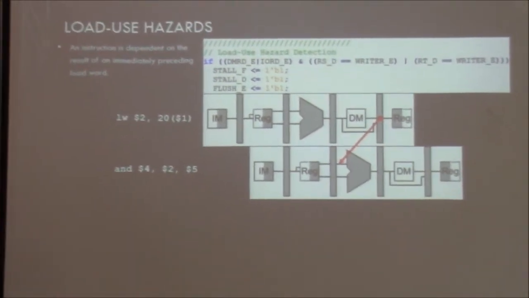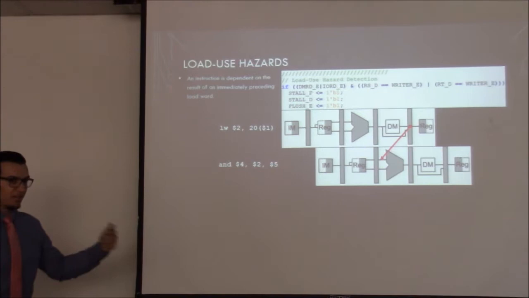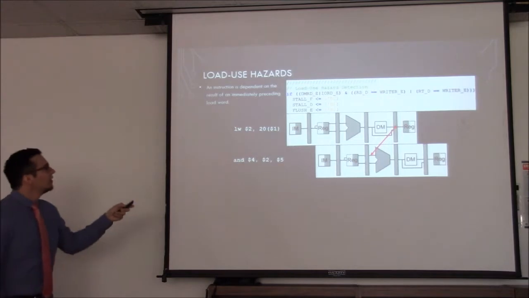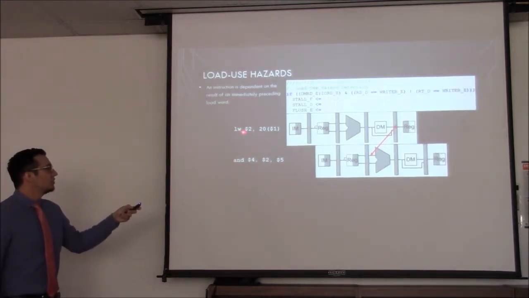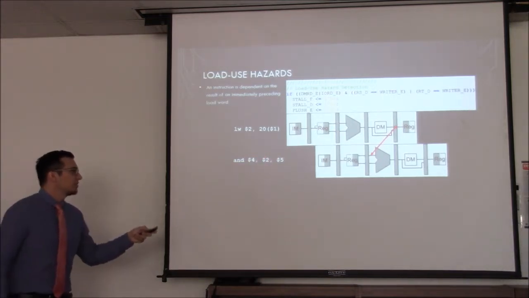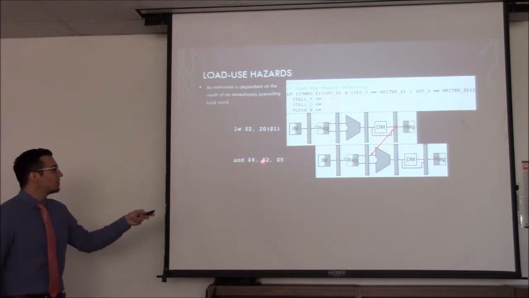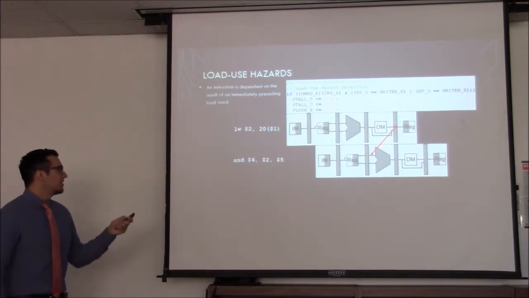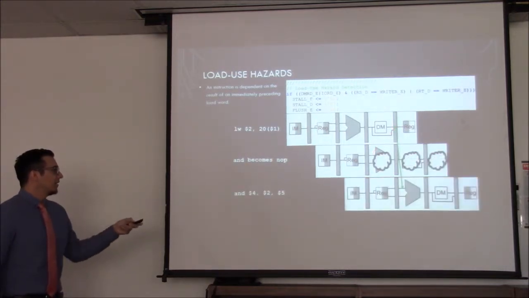So, a load use hazard, again, is when an instruction is dependent on a load word immediately preceding the current instruction. Down below you can see we have an example. A load word stores its result in register 2, and the following instruction uses register 2 as one of its source registers. Now this AND instruction requires register 2 to be ready in clock 4, but the load word is not ready until clock 5. Therefore, the hazard unit will detect this. It will insert a stall into the pipeline, execute the AND on the following clock cycle, and the forwarding unit is able to forward the data correctly.